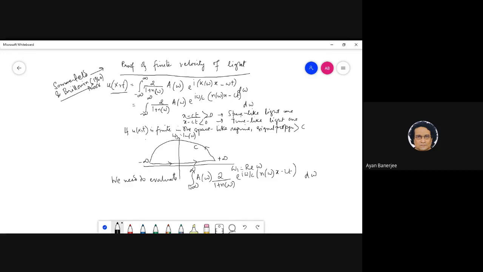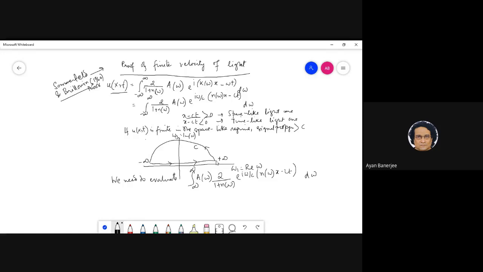Let me reframe what I said. Let us consider the upper half of the complex omega plane, and we go to a thing where x minus ct is greater than zero. That is reasonable, right? We are considering the upper half of the complex plane. I think we should proceed. Okay, Rohan, let us just proceed like this.